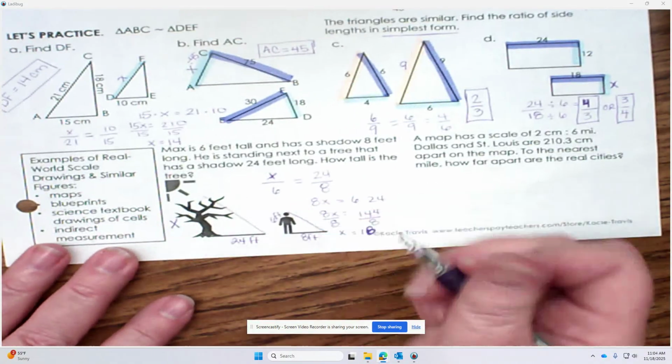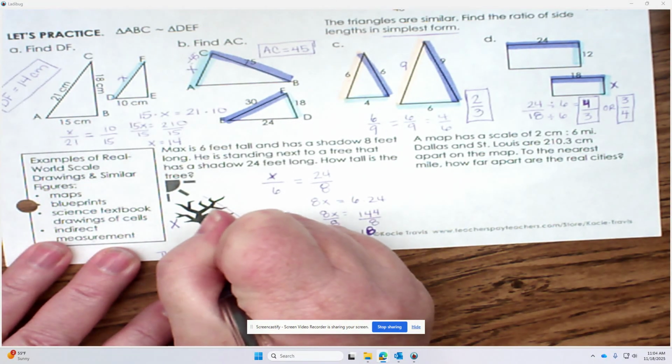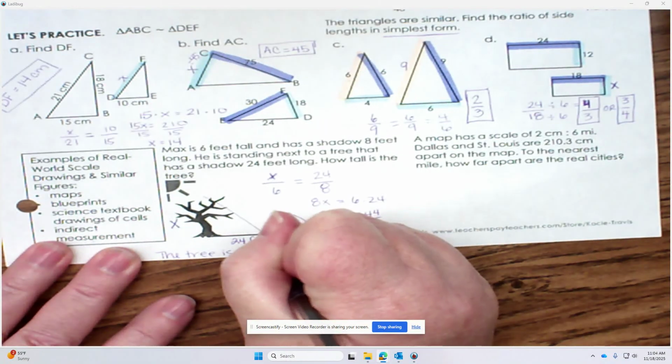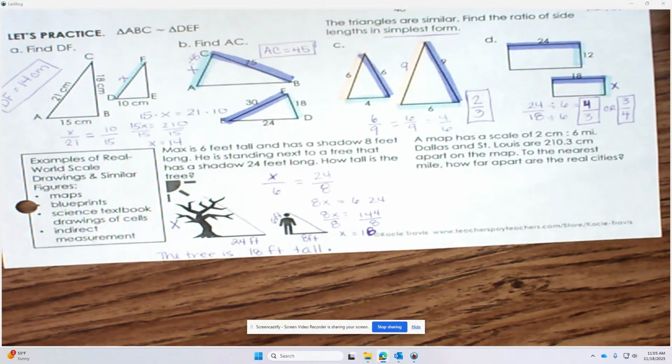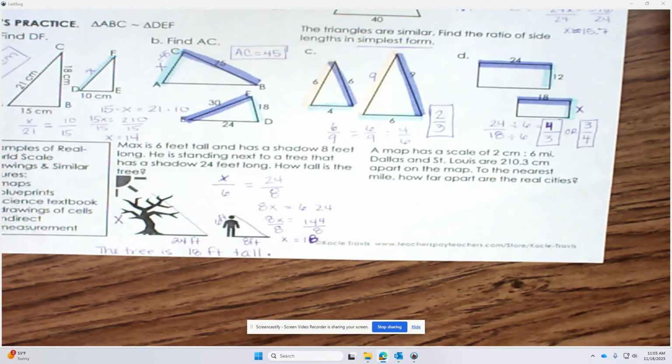So I'm going to smush it down on the bottom and I'm going to say the tree is 18 feet tall. And put a period at the end because I know my basic sentence structure. Yay! Alright, and last but not least, the map has a scale of 2 centimeters to 6 miles.